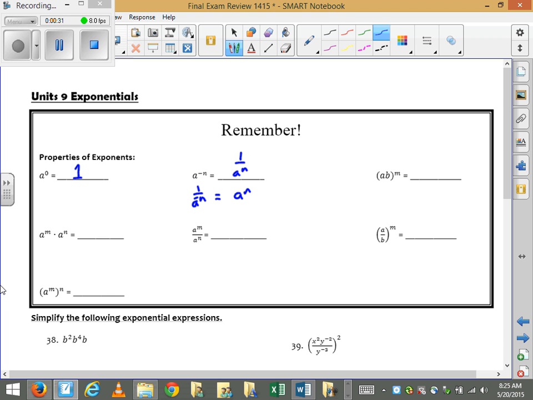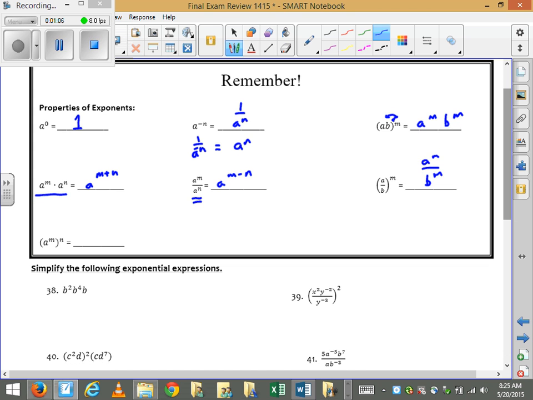If you have a times b raised to the n power, remember this is where you can distribute that in, because there's not anything between the a and the b. Similarly, if you have a divided by b raised to the m power, that's like saying a to the m over b to the m. Here, when you have a to the m times a to the n, remember this is where you can just add the exponents. So multiplication turns into addition, and this division problem right here will turn into a to the m minus n. And then if you have power to power, remember you just multiply those two things together.